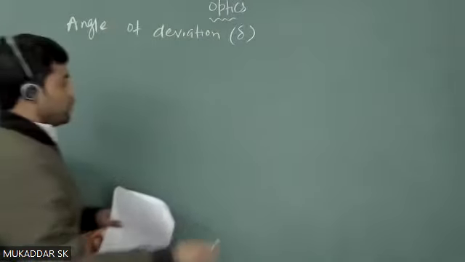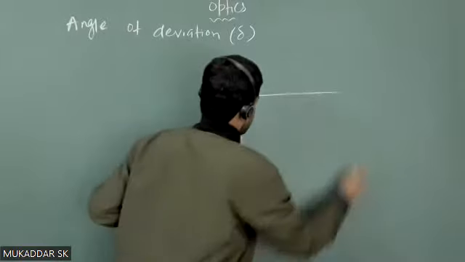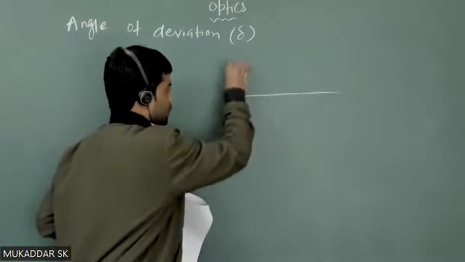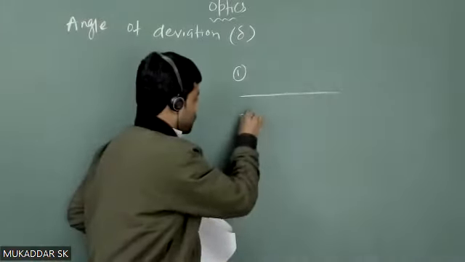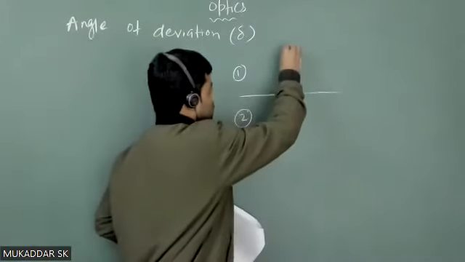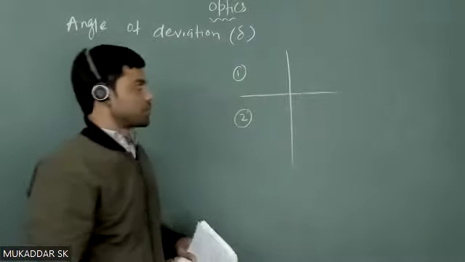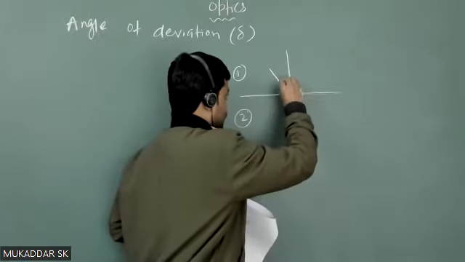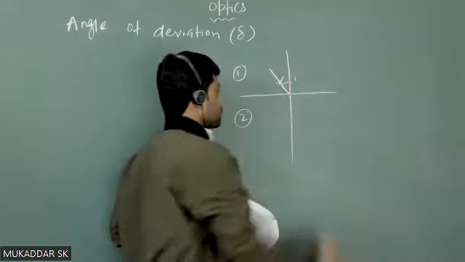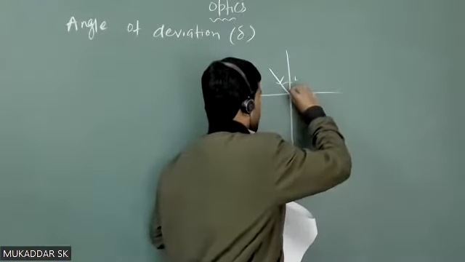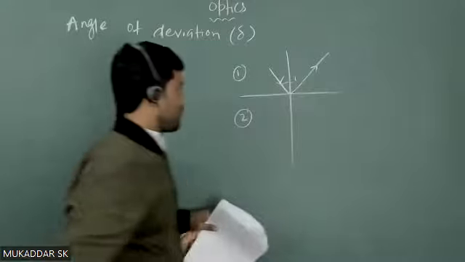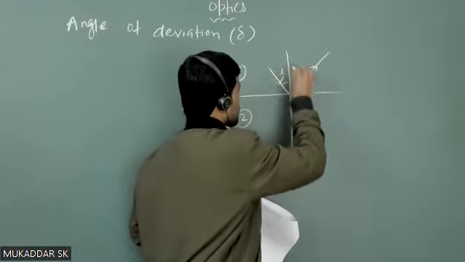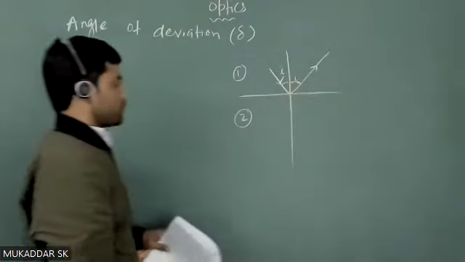Okay. Now suppose this is the plane surface, and on the upper side you have medium 1, and on the lower side you have medium 2. Suppose this is the normal on the surface. A ray is incident at an angle of I. Then what will happen? It can reflect also, right? It can reflect with the same angle as the angle of incidence. So this will be I, and I can write this angle as I as well.